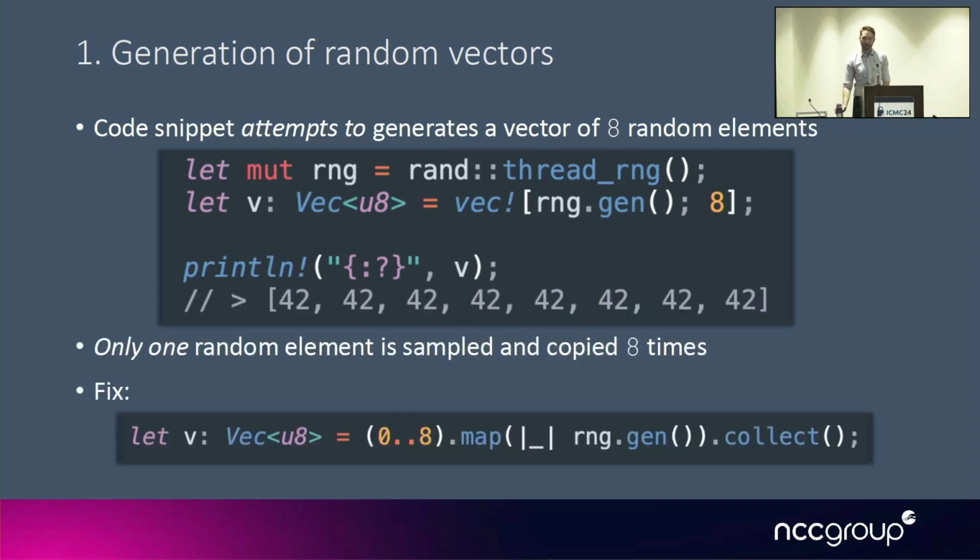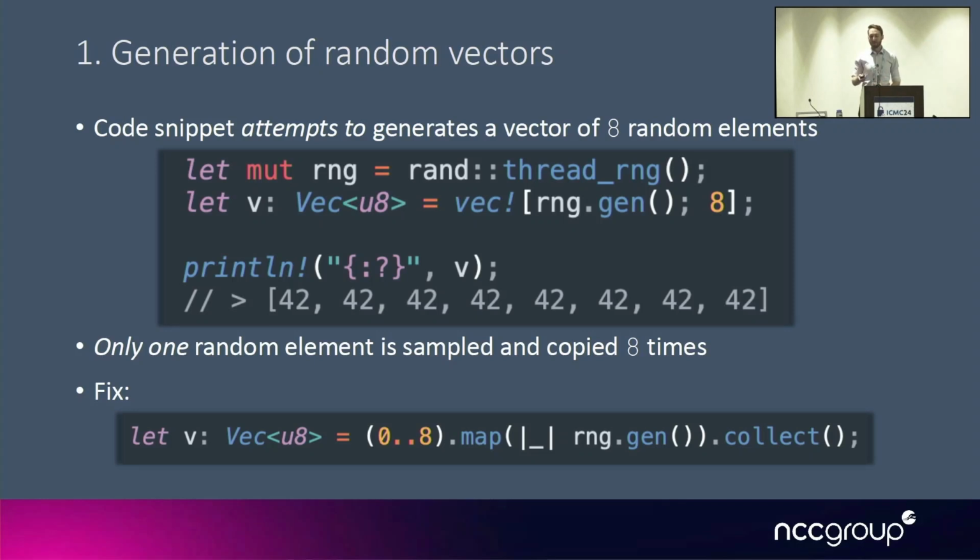So you may have guessed it, but if we print out the content of the vector here, the same value will be repeated 8 times. Here 42 is just what happened to pop up when I did this example, nothing to do with the Hitchhiker's Guide and the answer to life. But essentially in this case, only one random element is sampled. The function is called once and then copied 8 times. That's an issue that we have found in multiple projects, and it's a pretty devastating issue. If you're trying to generate a random key, this is not a very random key.